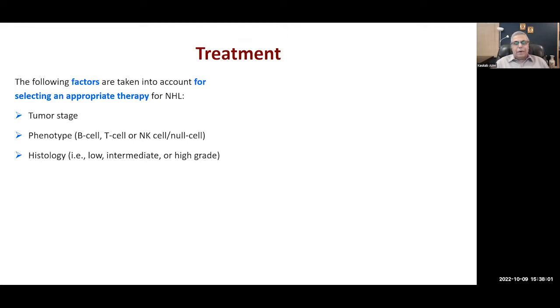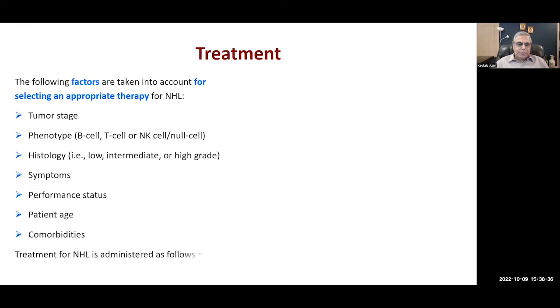Then, low grade are well differentiated, high grade are poorly differentiated. We look at the symptoms, presence of B symptoms, performance status, whether the person is active more than 12 hours, less than 12 hours in a day, whether he is lying in the bed all the time, okay? Patient's age above 60 or below 60, comorbidities, other diseases like hypertension, heart disease, lung disease, diabetes, all these are comorbidities. Then it is administered in different settings.